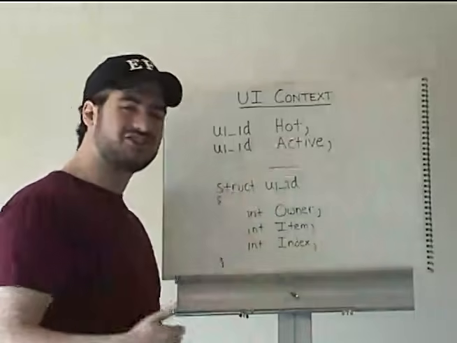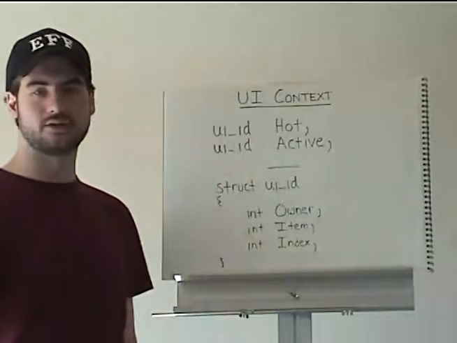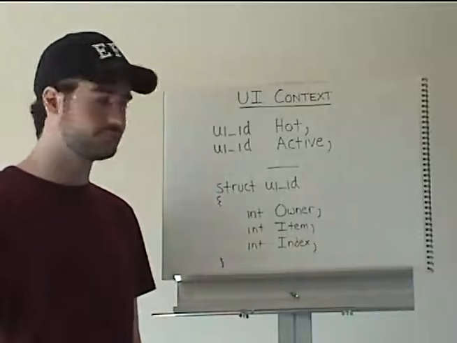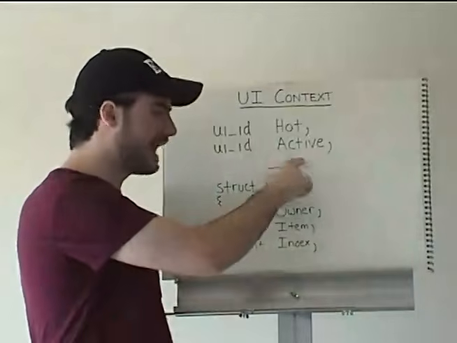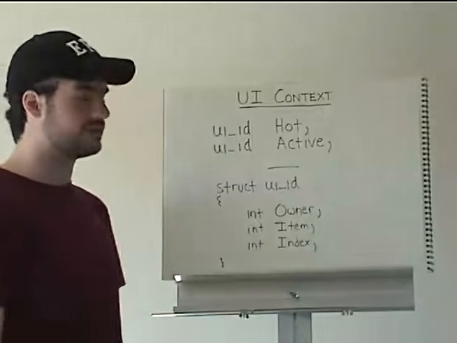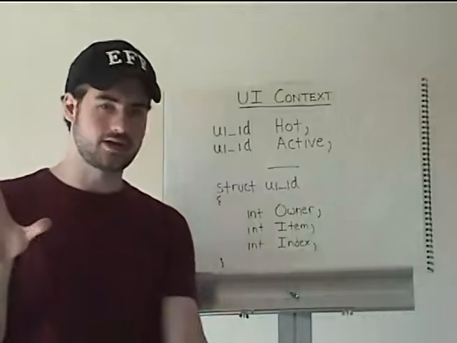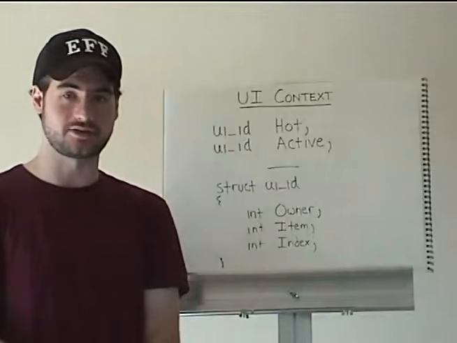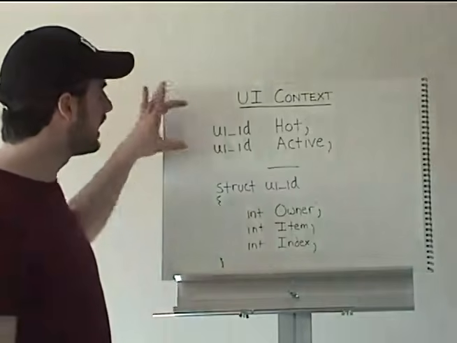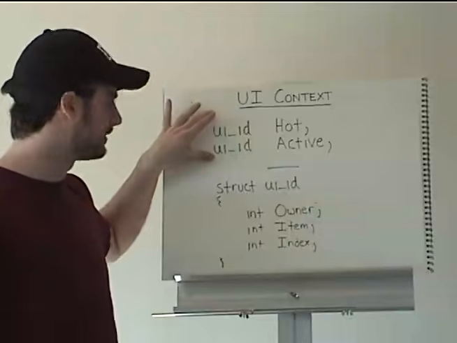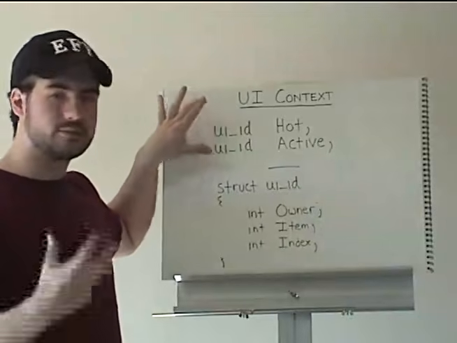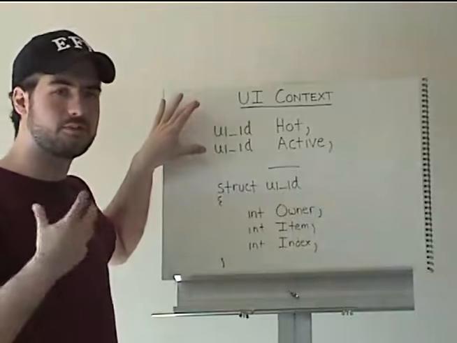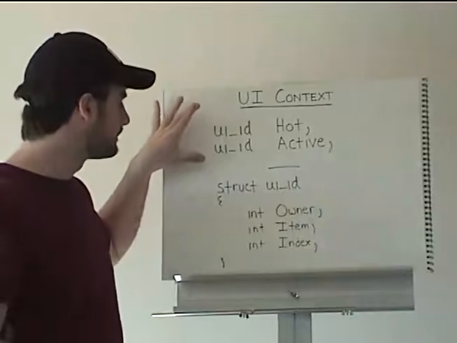Then, if the user actually starts the interaction, they click the mouse on it or do whatever it takes to get that widget going, then that's an active item by my terminology here. So hot means about to be interacted with, and active means I'm actually interacting with it. Okay, and we'll see how we use these two things in a second. But that's basically the majority of the information that we need to store for basic UI.